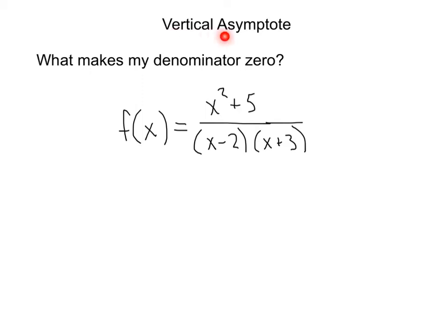To find vertical asymptotes, I want you to ask yourself an important question that I first asked myself as a small boy. What makes my denominator 0? So, looking at this function here, we have f of x equals x squared plus 5 divided by (x minus 2)(x plus 3). Here we have my denominator. I see that if I have a value of x equals 2, my denominator will be 0, or if I have a value of x equals negative 3. This is very similar to one restriction that we have on our domain. But anyway, we have x equals 2, x equals negative 3.